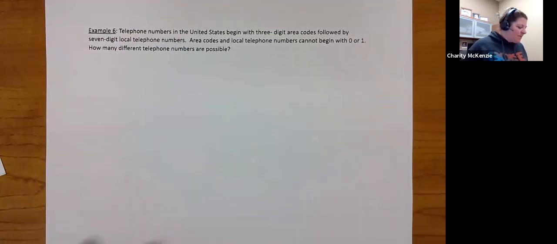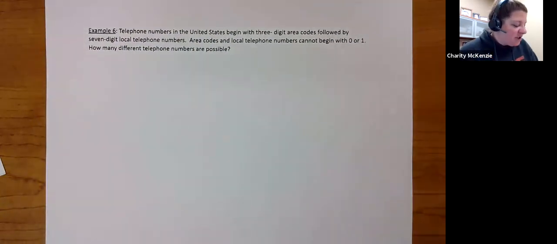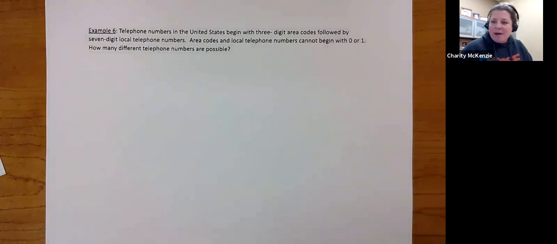The telephone numbers in the United States begin with a 3-digit area code followed by 7 different digits for a local phone number. Area codes and local phone numbers cannot begin with 0 and 1. How many different phone numbers are possible?